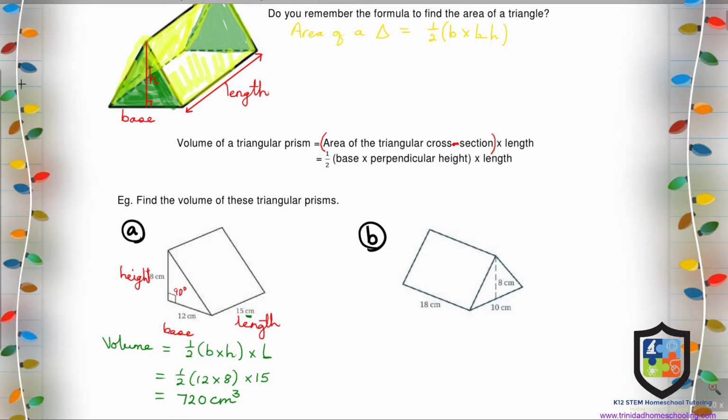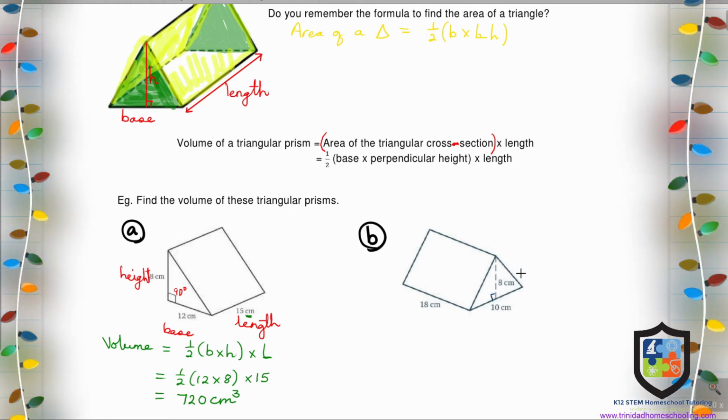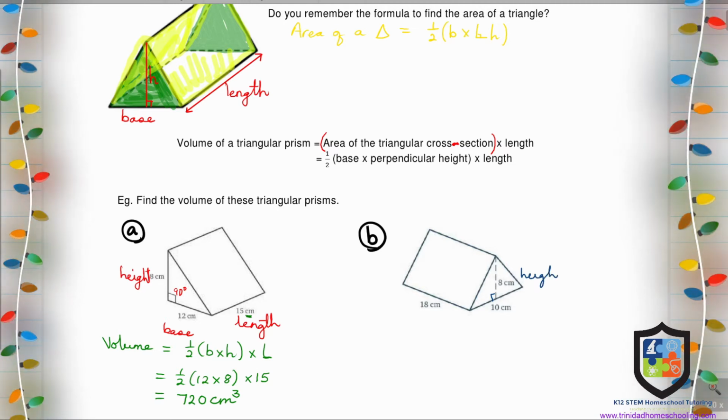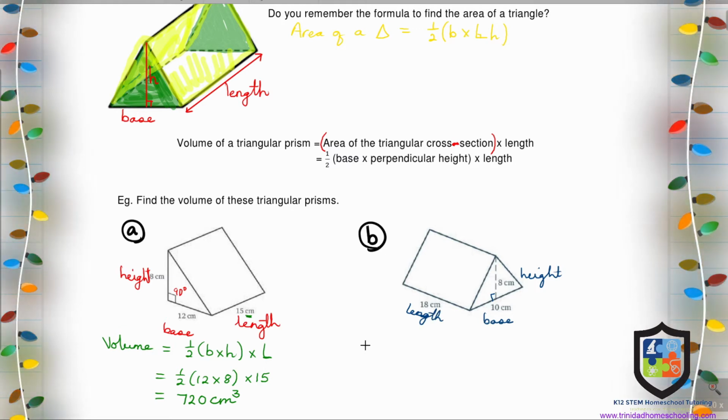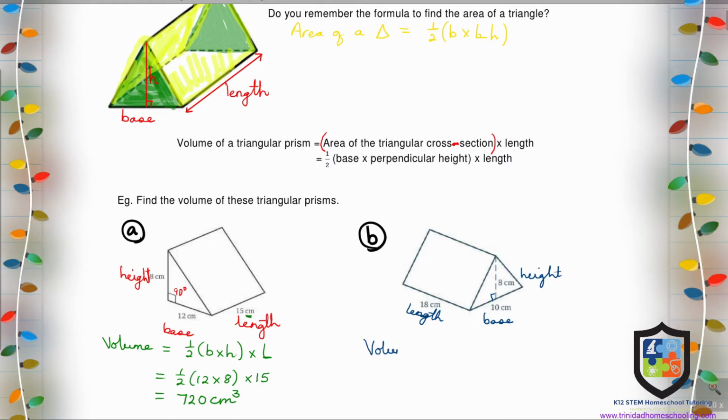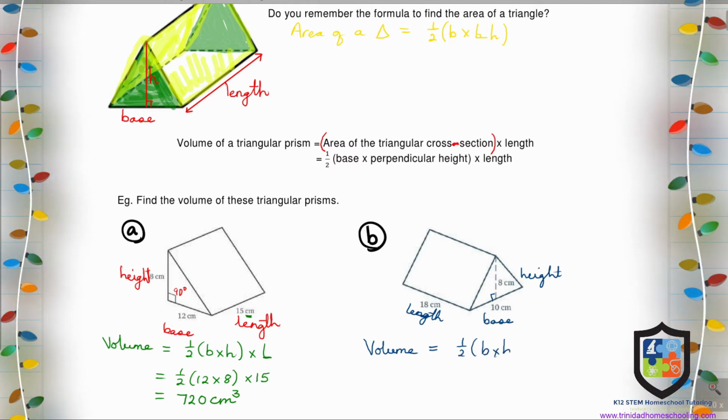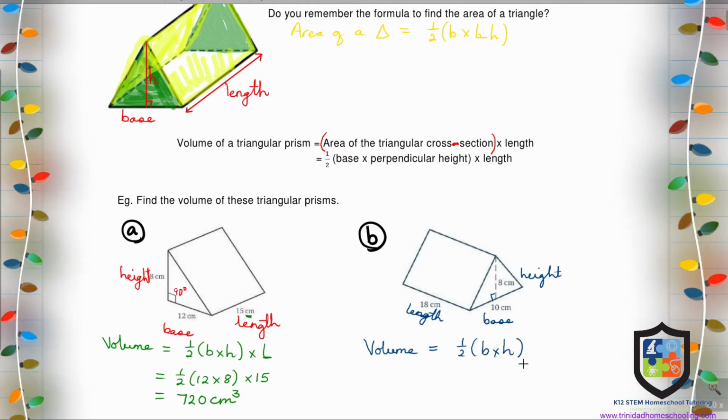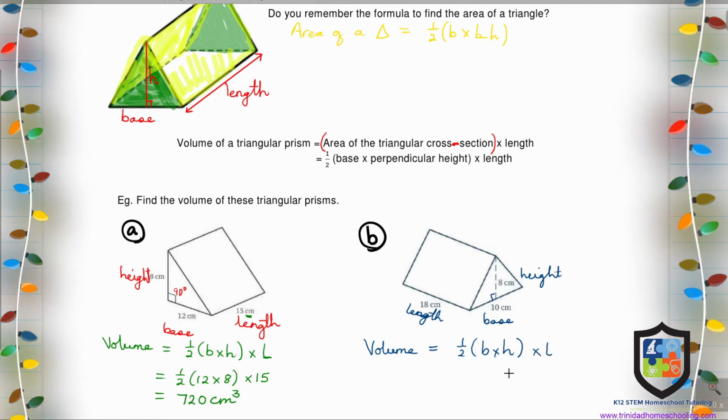Let's look at the other shape, the other example, and let's identify our height, base, and length. Now the height here, this is the perpendicular height to the base. This height is 8 centimeters. The base of the triangle is 10, and the length is the 18 centimeters. So again, when you're doing examples, always write your formula. It will help you remember it. Okay, so a half base by height, this is the area of the triangle multiplied by the length.